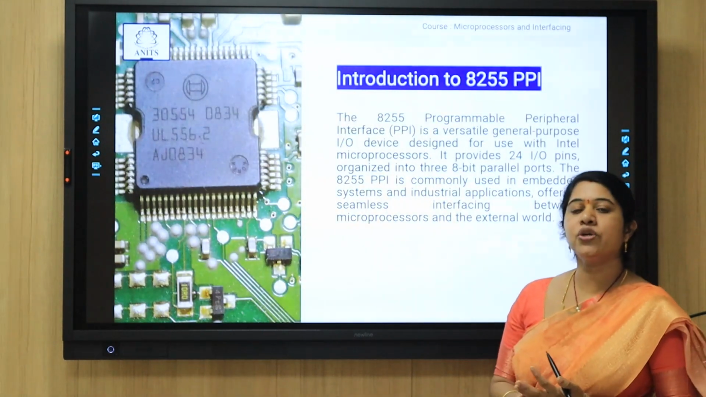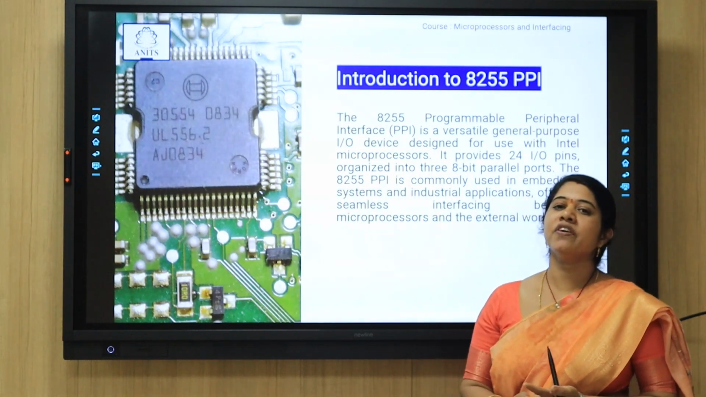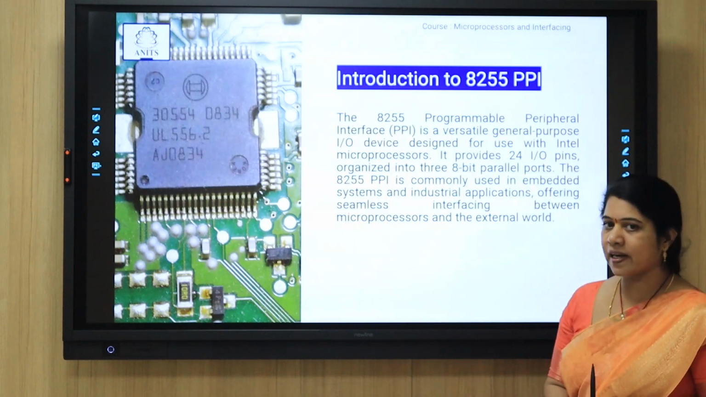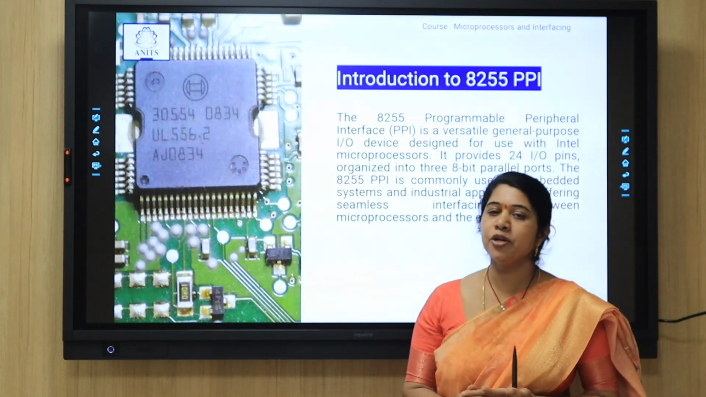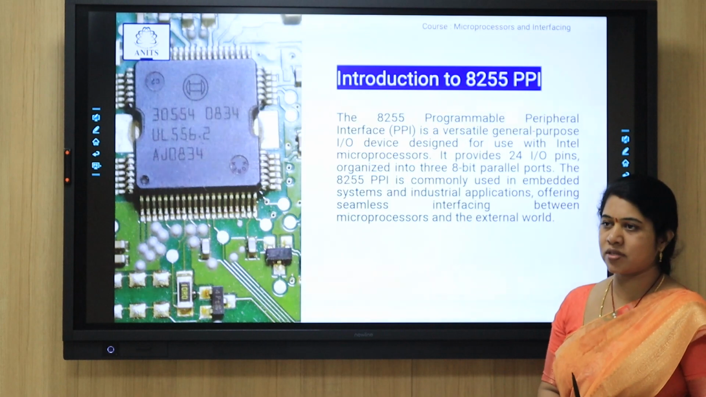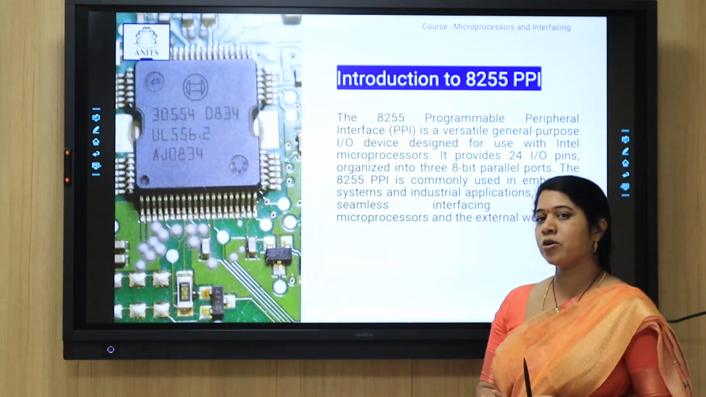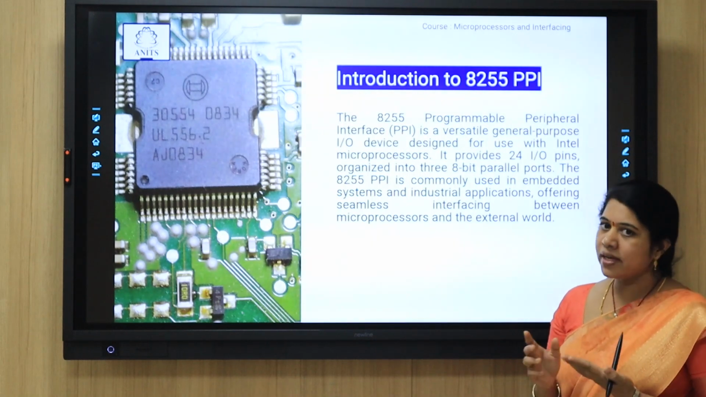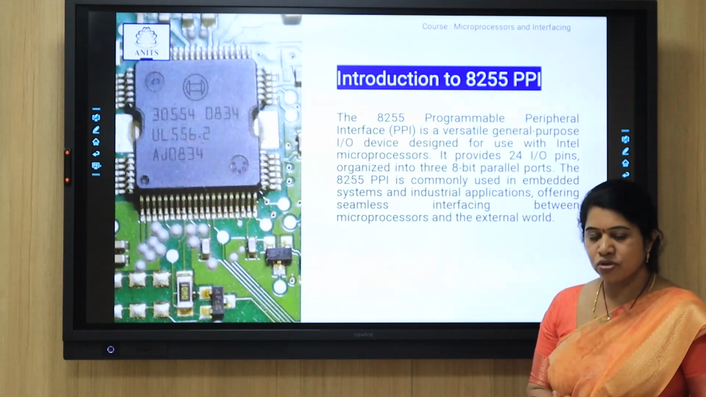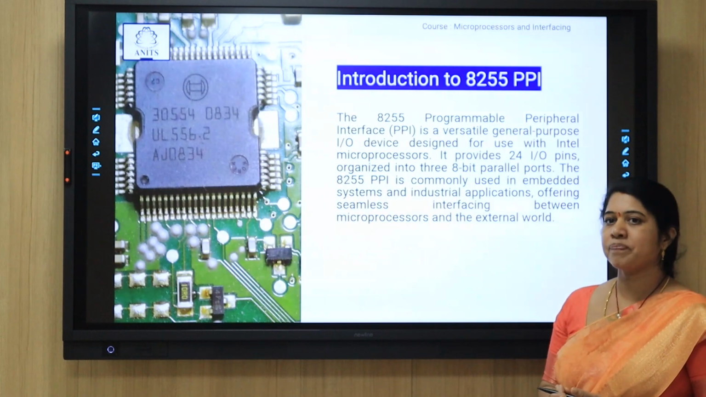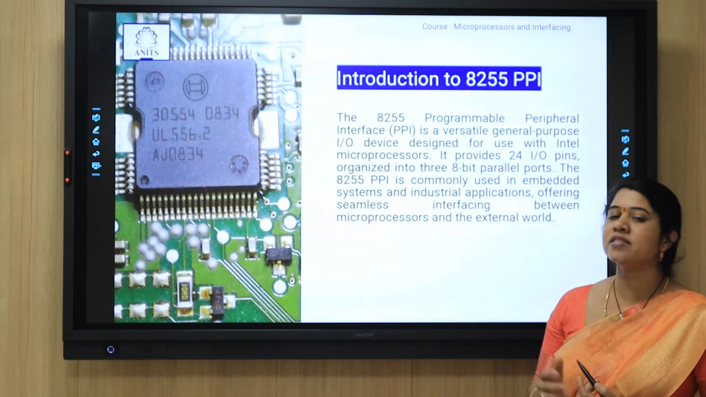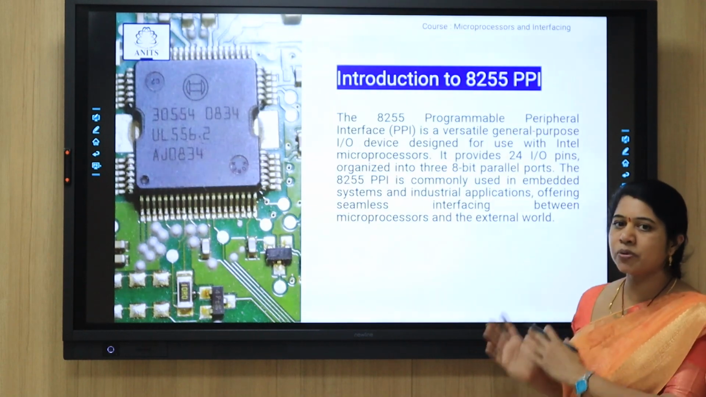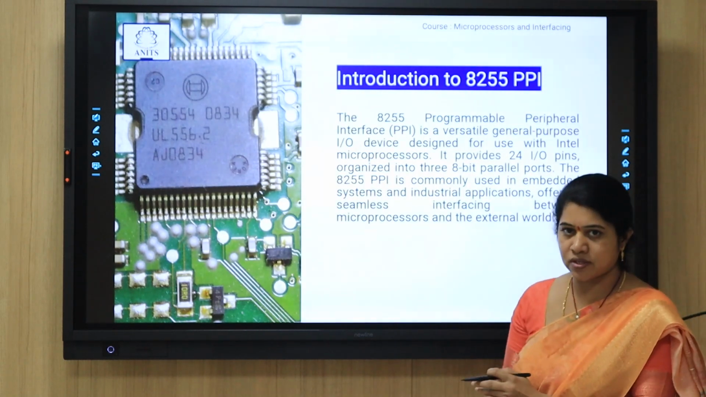Coming to the introduction to 8255, this 8255 is one of the dedicated ICs designed by the Intel company to interface input-output devices to microprocessors. Most of the basic microprocessors do not have I/O handling capability. They do not have any on-chip ports. To provide ports to the processor, Intel company designed this 8255. This 8255 is used to interface input-output devices to the microprocessor.